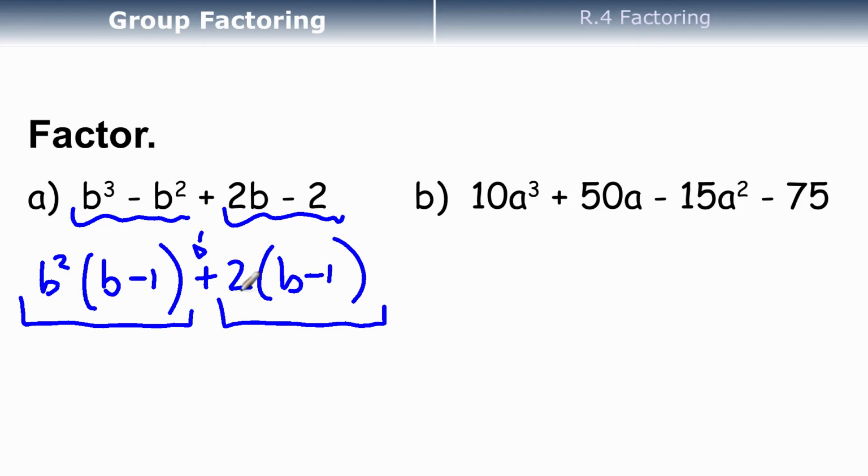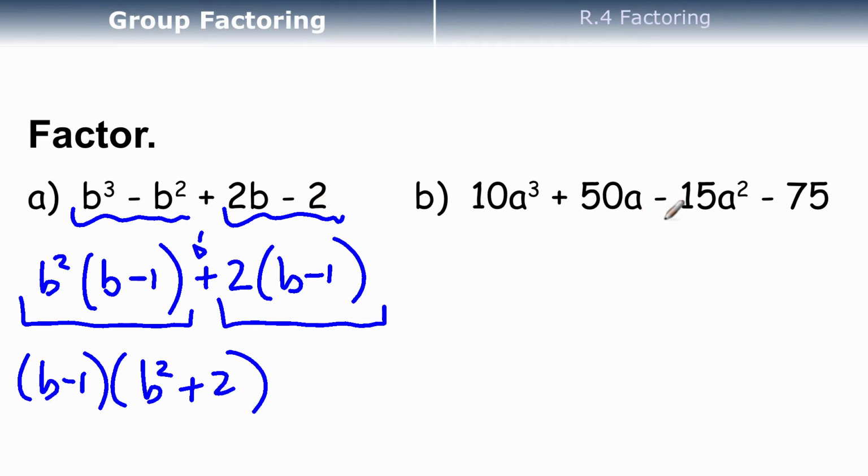Notice that in each of those terms, there's a b minus 1. So I could factor that out front. If I factor a b minus 1 out of this term here, I'm just left with a b squared. If I factor a b minus 1 out of this term, I'm left with a plus 2. So this would be the factorization of that.